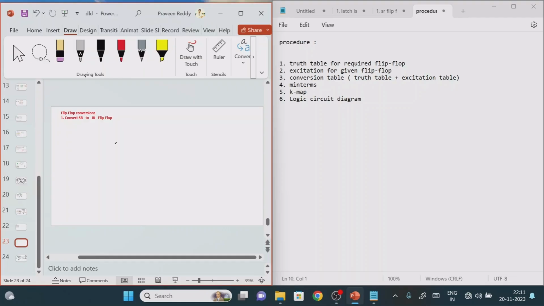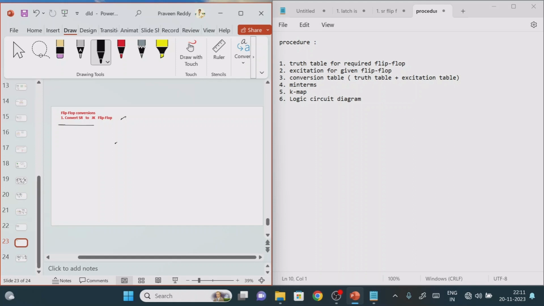Hello all, welcome back. So the agenda of today's lecture is the conversion of flip flops. We are going to convert one format of the given flip flop into another format of the flip flop. Before converting, first we will try to learn what the design procedure of flip flop conversion is.